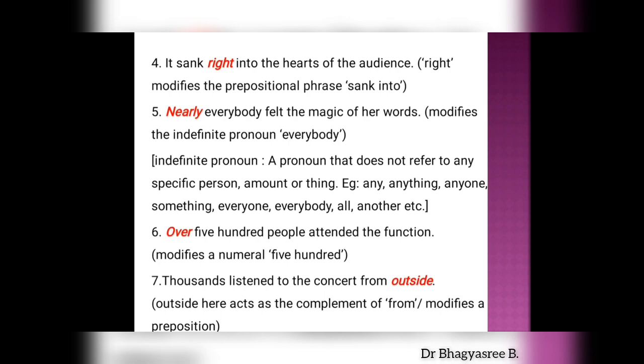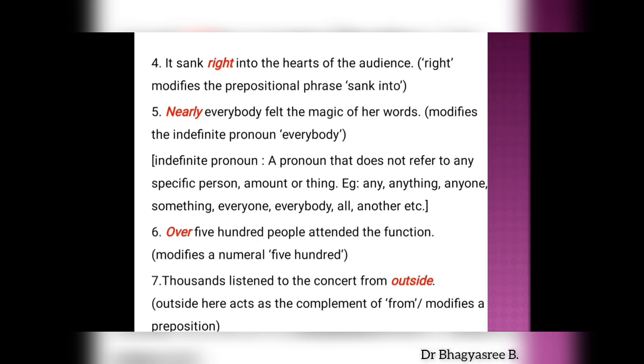Then sixth point, over 500 people attended the function. So here you can see over is the adverb and the word over is modifying the numeral, that is 500. So 500, that particular numeral or number, is modified by the adverb over.